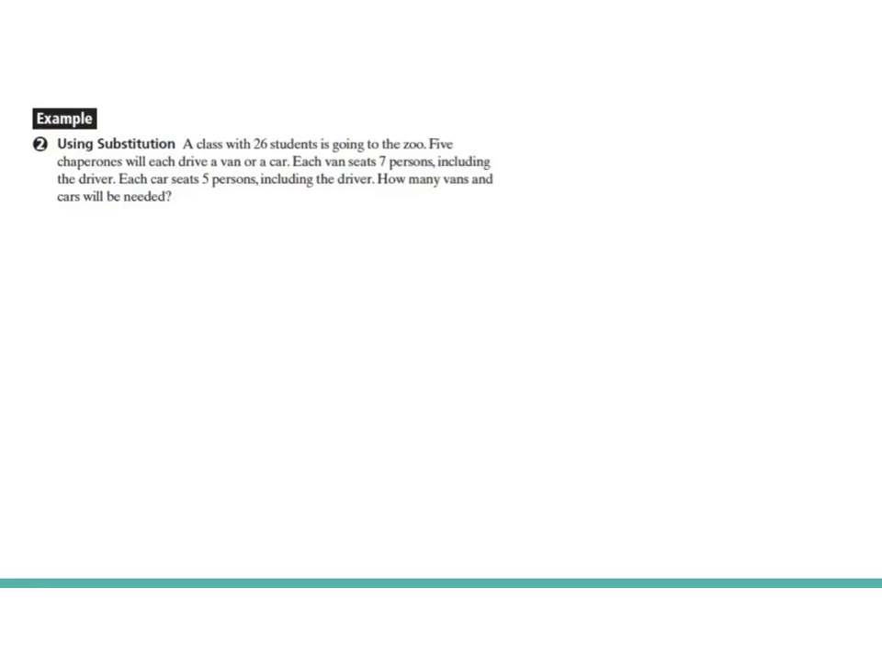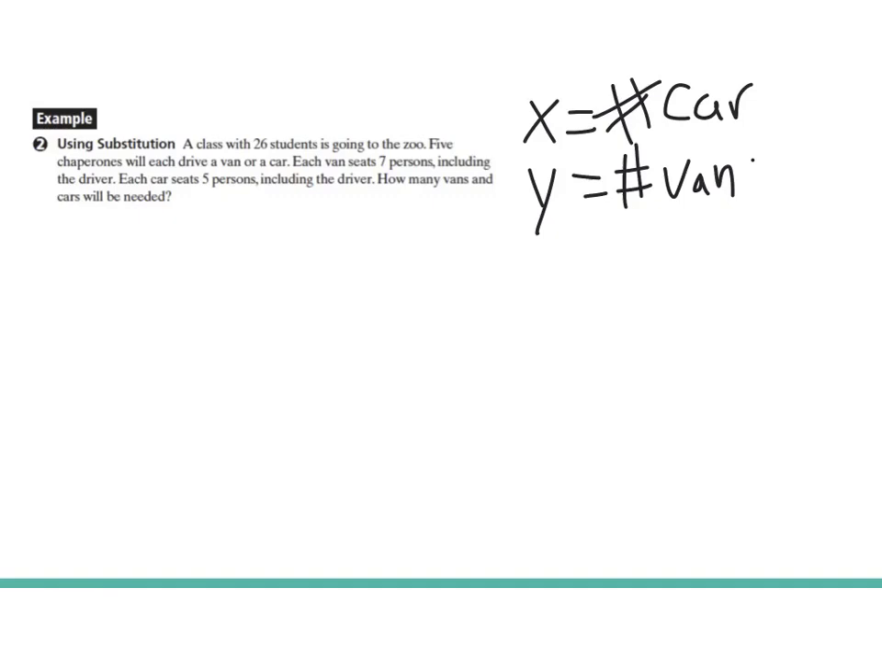Here we have another real-world situation. A class with 26 students is going to the zoo. We have 5 chaperones that can drive the vans and the cars. Each van will hold 7 people, cars hold 5. So how many vans and cars will we need? First thing we have to do is write our equations. Before we write our equations, we should always define our unknowns. So I'm going to let x be the number of cars and y be the number of vans, okay?